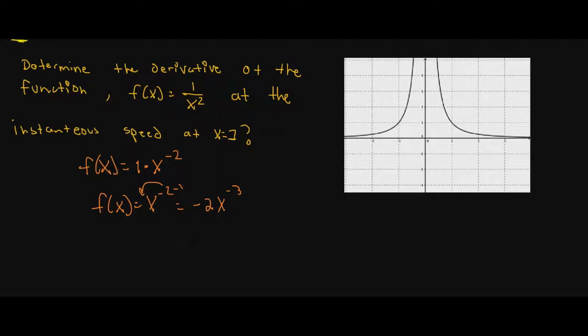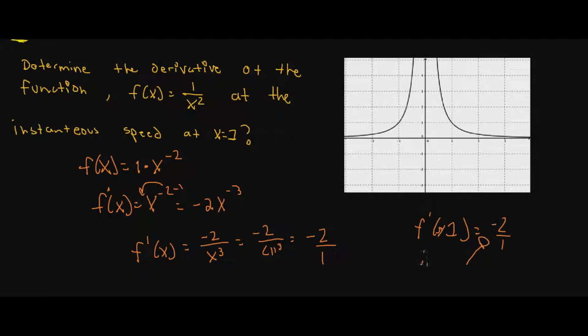Well, now we can rewrite this. We write this as f prime of x is equal to negative 2 over x to the third. And now we just plug in 1, and I get negative 2 over 1 to the third power. That's just going to give me negative 2 over 1. So we can write f prime of 1 is equal to negative 2 or negative 2 over 1. And this is going to tell me my instant speed at that location. My instant, I should say, slope.